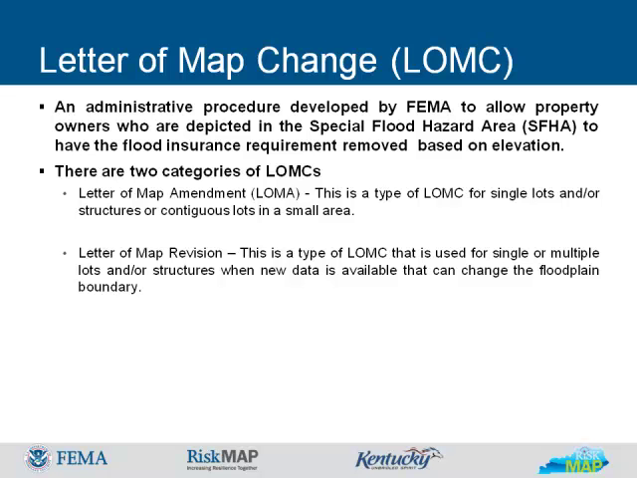The MT-1 is the application and forms for conditional letters of map amendment, or CLOMAs, final letters of map amendment, or LOMAs, letters of map revision based on fill, LOMR-Fs, and conditional letters of map revision based on fill, CLOMR-Fs. The MT-2 is the application form for conditional letters of map revision, CLOMRs, and letters of map revision, LOMRs, for all LOMR, CLOMR, and physical map revisions.